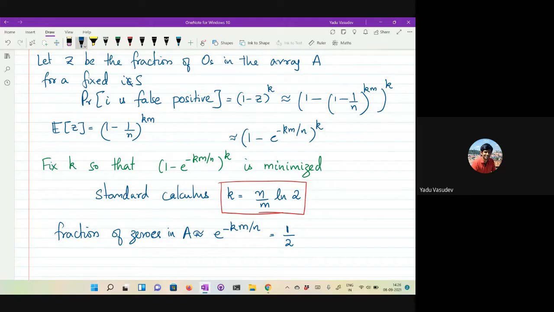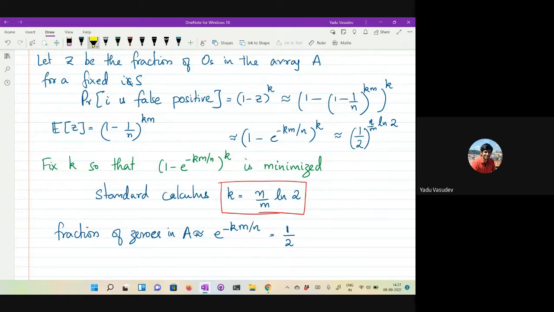So in some sense, if you actually had access to these uniformly random hash functions and you construct a Bloom filter based on that, then your false positivity probability is going to be 1 over 2 to the n over m ln 2. This is your false positivity probability.